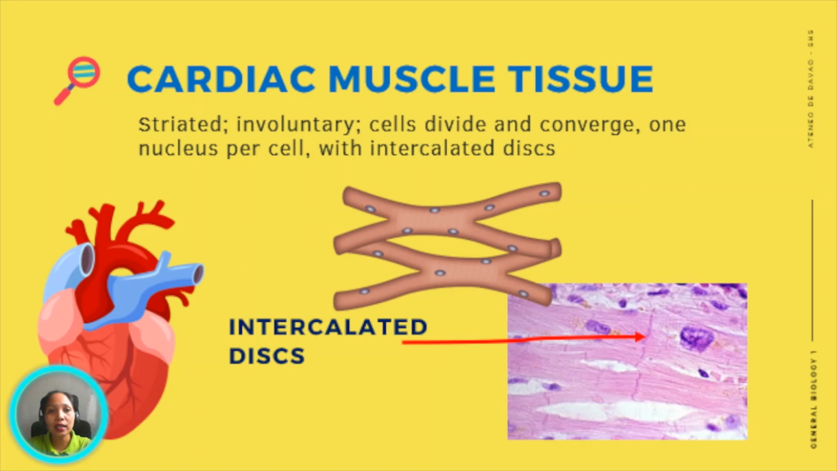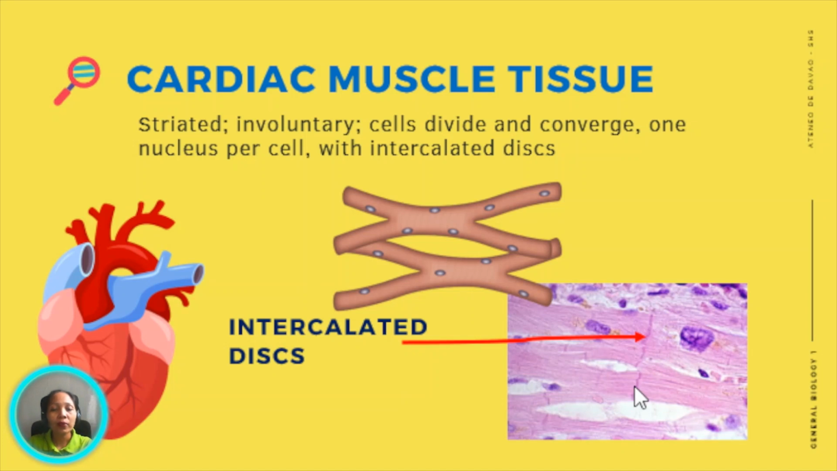The next type is the cardiac muscle tissue. This occurs only in the heart. This type of muscle tissue has less obvious striations compared to the skeletal muscle tissue. The cells are shorter and their control is involuntary. It contains one nucleus per cell with intercalated discs. These are the intercalated discs.